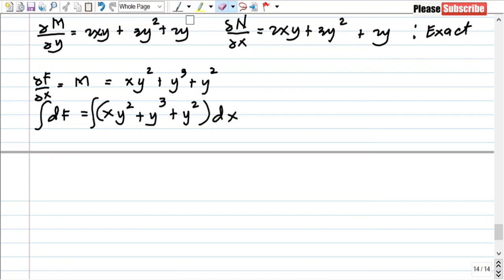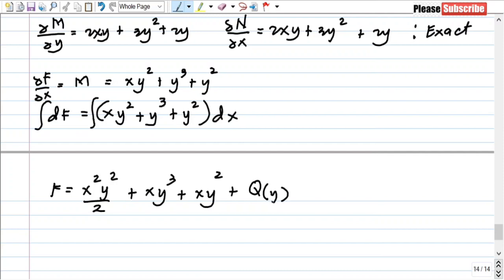Okay. So, if we try to take the integral of this one, so the partial derivative of f, df, so that will be f is equal to, ano yung integral nito? So that is x squared y squared over 2, right? Plus xy cubed plus xy squared plus q of y.